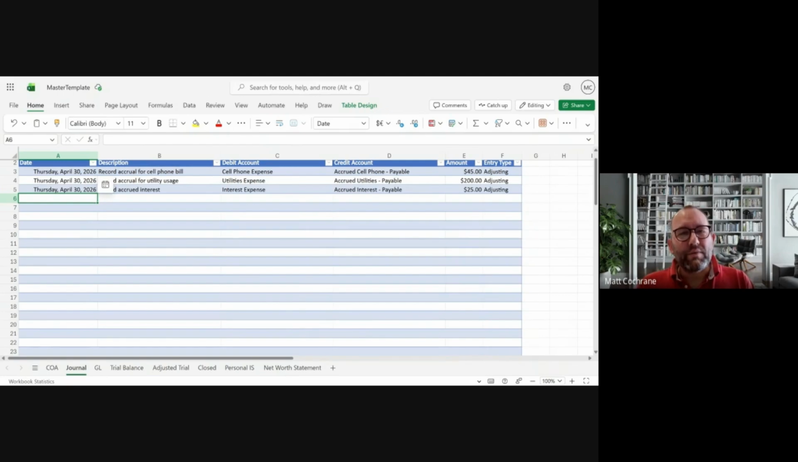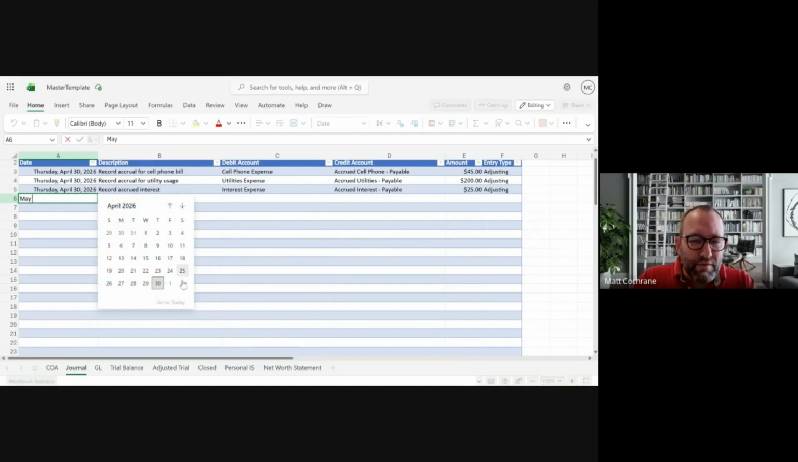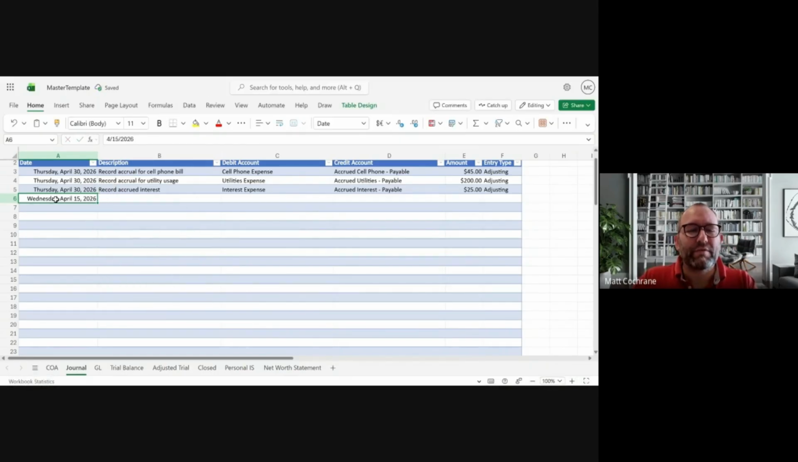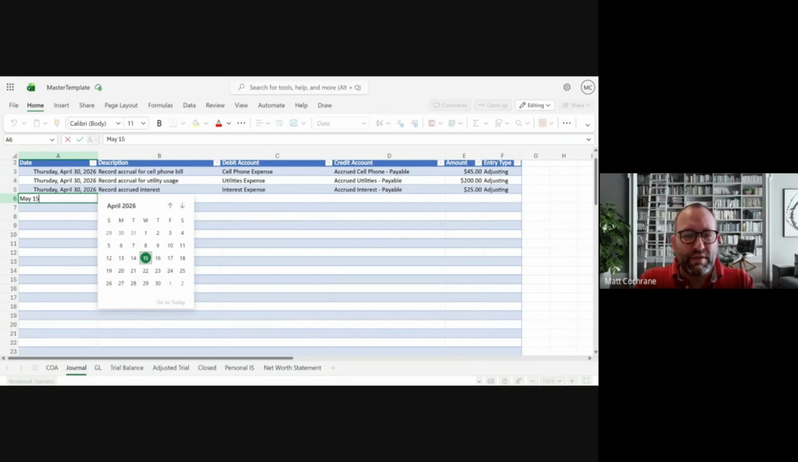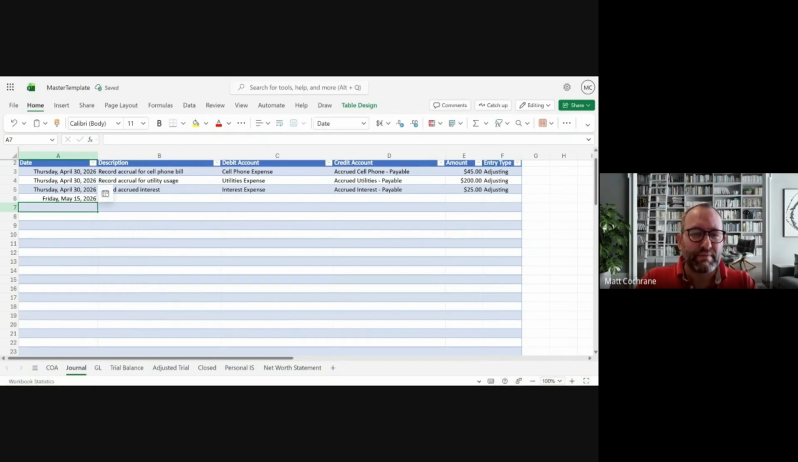Now we need to realize the other 45, which is associated with the expense of what we've now consumed up to the point where we received that bill. So what we're going to do here is debit our phone expense, okay? And let's say that this happens May the 15th. We'll just keep things sort of in the middle, May 15th, 2026. Okay, and we say cell phone bill received.